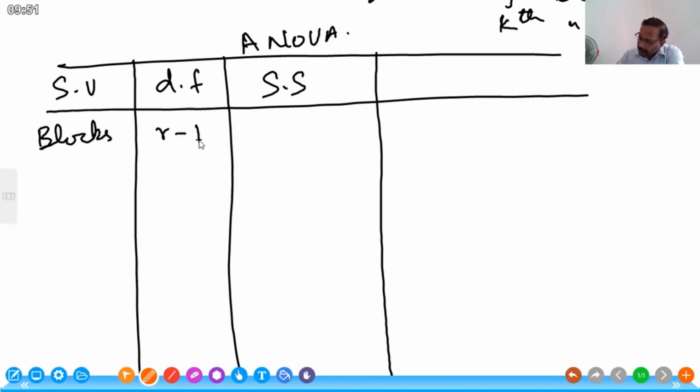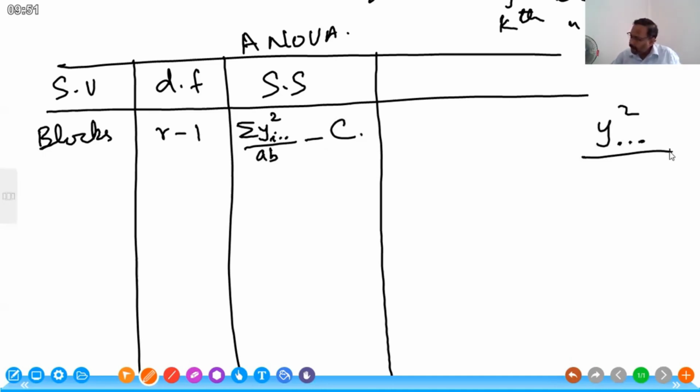Already I have defined. So summation y i dot dot square divided by AB, minus the correction factor. What is the correction factor? Y dot dot dot whole thing square divided by rAB. That is my correction factor. So hereafter, if I say C in this example, that is the same.